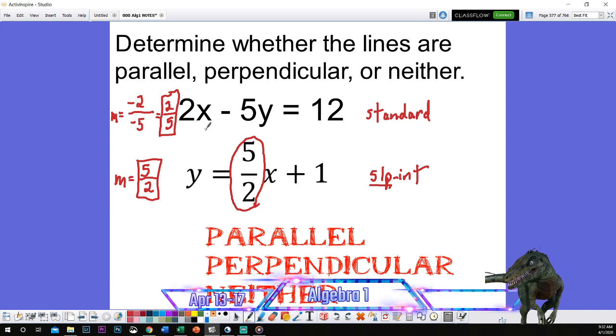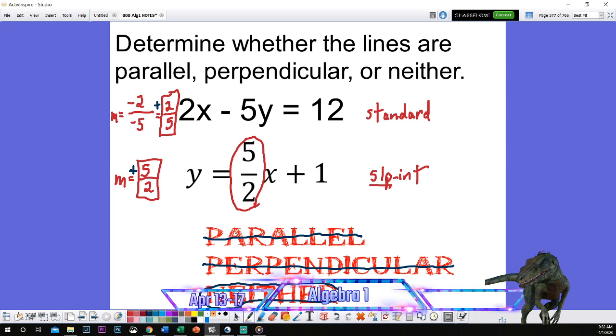Alright, so let's check it out. Are these two exactly the same? 2 over 5, 5 over 2? No, they're not the same, so they are not parallel. Are they flipped? 2 over 5, 5 over 2? Yes, they are flipped. So are they perpendicular? No, sadly they are not perpendicular. Remember, in addition to being flipped, you also have to change the sign. This one is positive, and this one is positive. So the sign did not change. Your answer should be, they're still neither. That was a mean trick, wasn't it?